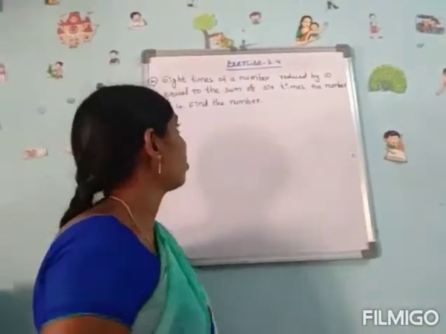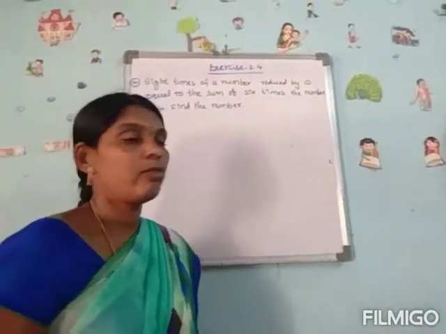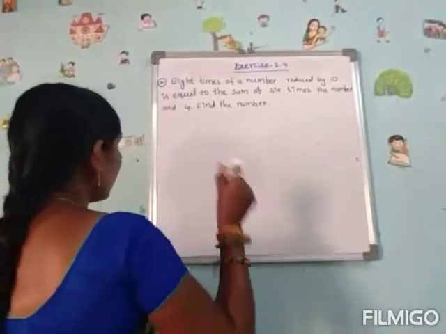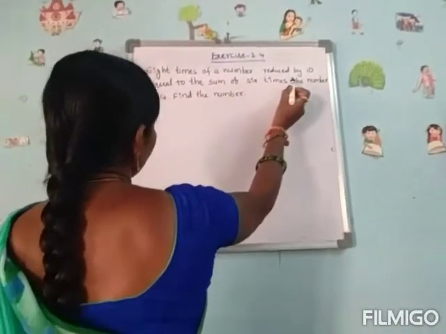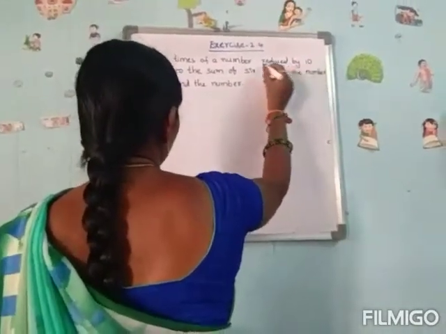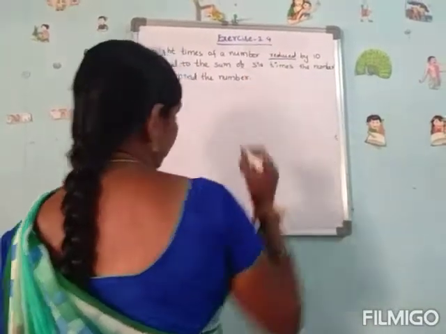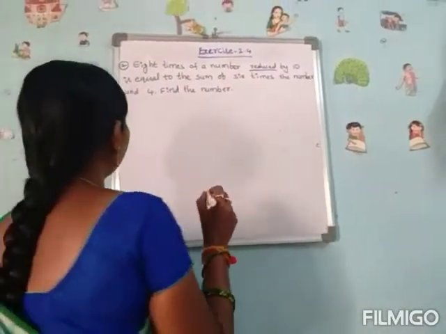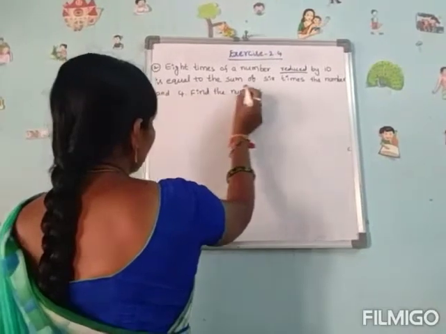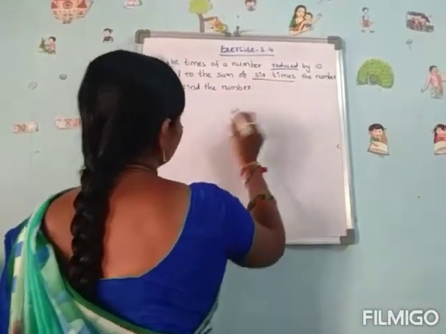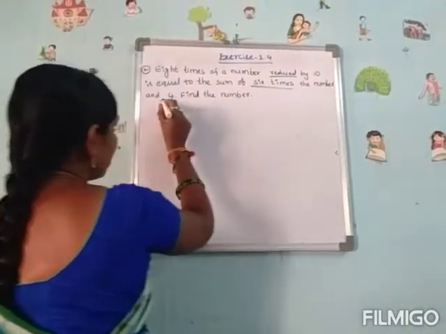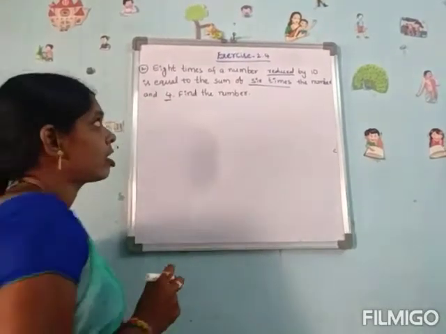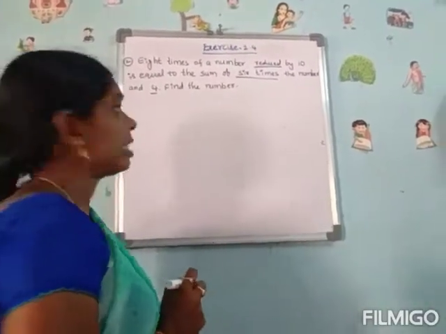Second one, what problem is there here? Listen to it carefully. 8 times a number reduced by 10. Reduced means we have to subtract. So reduced by 10 is equal to the sum of 6 times the number and 4. So find the number. That is the question.